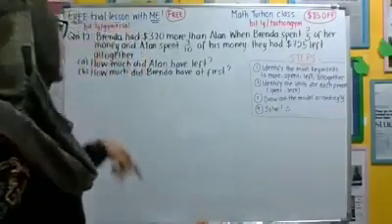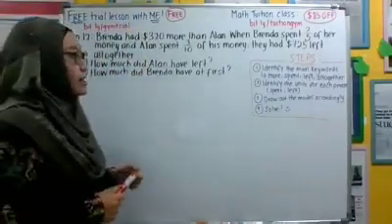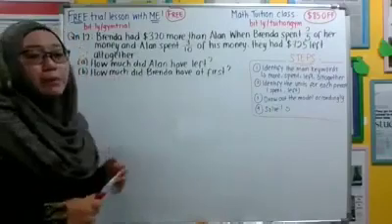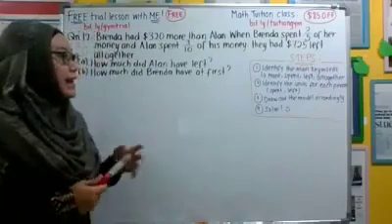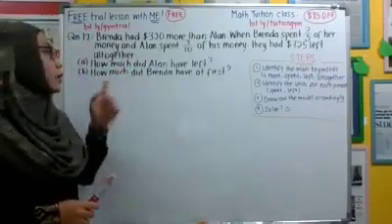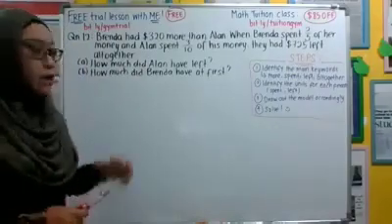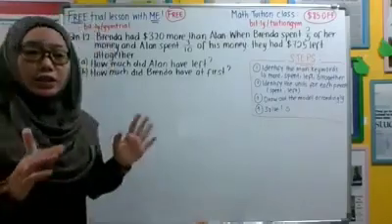Brenda had $320 more than Ellen. When Brenda spent 2/5 of her money and Ellen spent 3/10 of his money, they had $725 left altogether. How much did Ellen have left? And part B, how much did Brenda have at first?